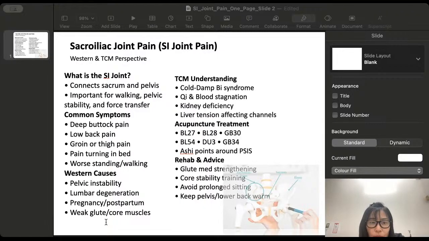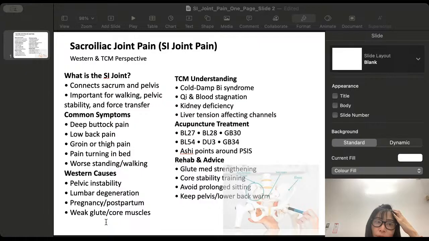Now we're coming to the question: what does SI joint pain feel like? Most of my patients think SI pain is just buttock pain. Actually, it can cause lower back pain, deep glute pain, groin pain, posterior thigh pain, and lateral thigh pain. It is very similar to sciatica. Sometimes it feels almost identical to sciatica. That's why it is commonly misdiagnosed.